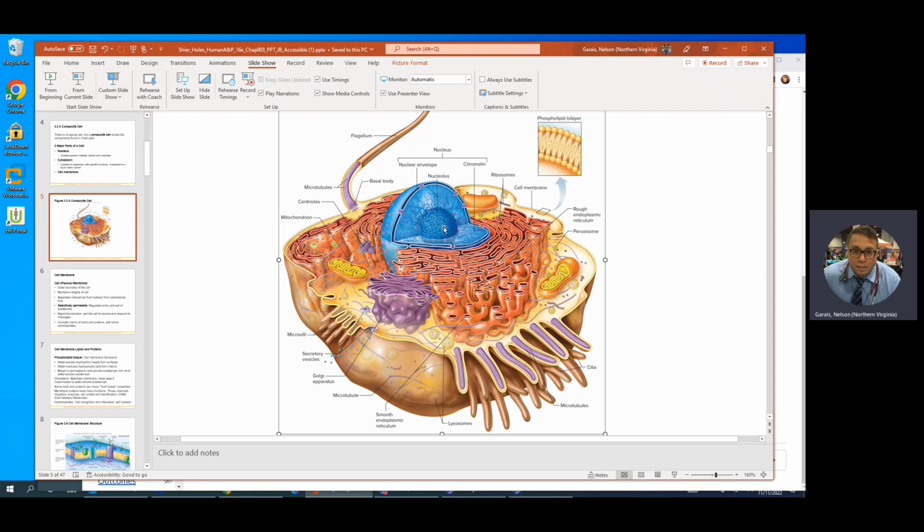The nucleolus has compact DNA in storage form. And then the chromatin here is loosened DNA, which will be used by the RNA for copy and read in transcription and translation. The nuclear envelope is the covering of the nucleus, while this thing here, the phospholipid bilayer, is the cellular membrane, which covers the outside of the cell.